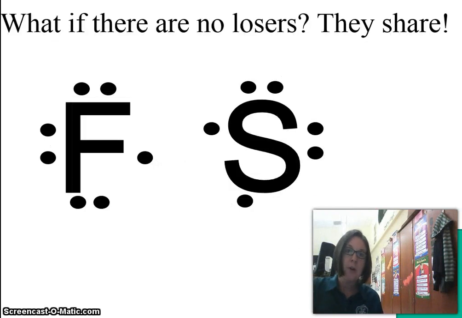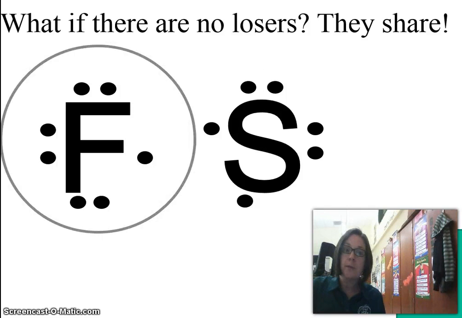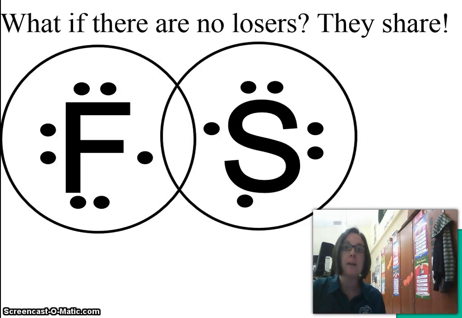So what if there are no losers? What happens is they end up sharing. So in this picture I have fluorine and sulfur, both of which would like to gain electrons. So fluorine would like to fill a circle with 8 electrons, and sulfur would like to fill its octet, fill its circle. So what they could do is they could make those circles overlap, and they could make sure that they have access to 8 electrons in their own little circle.